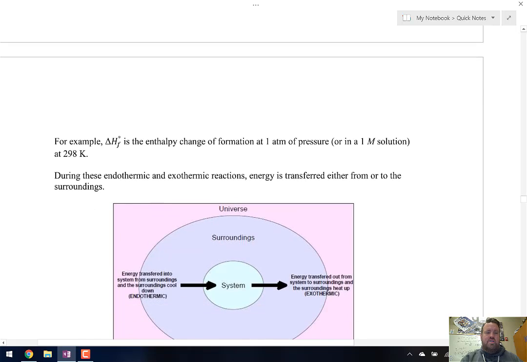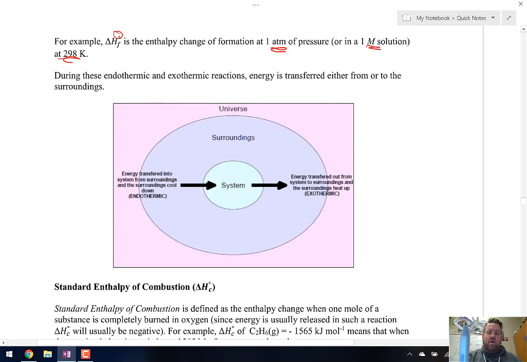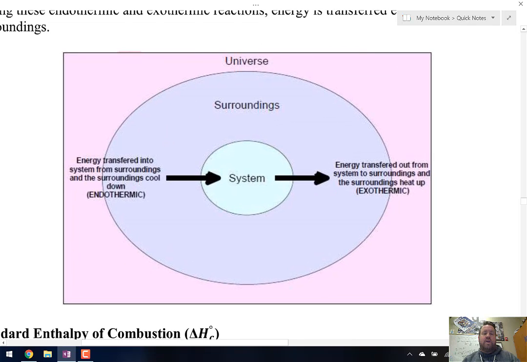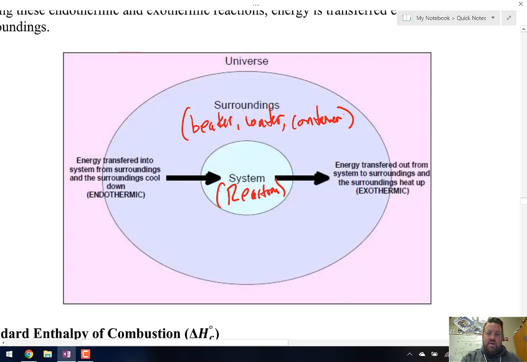So for example, the enthalpy of formation at the standard state is forming something from its elements, at 1 atmosphere of pressure or a 1 molar solution, and the temperature is 298. Now this diagram here we've talked about before. The system is the reaction, and the surroundings are everything else: the beaker, the water, if it's a gas, whatever container it's in, things like that.